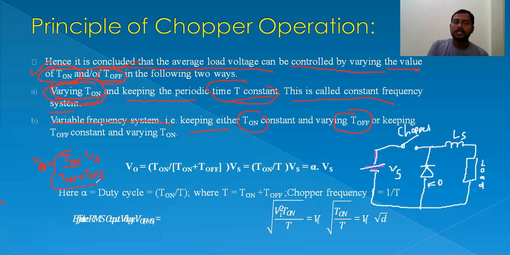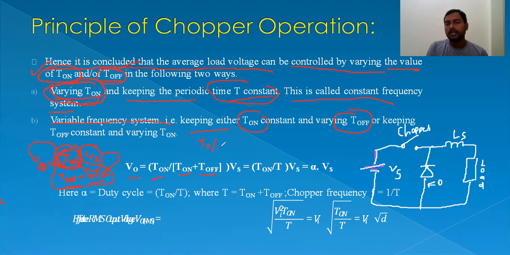So this is nothing but a duty cycle. The output voltage is available during the turn on period only. But if you want to take output voltage with respect to supply voltage, the supply voltage is available during the turn on time and turn off time. That's why V output is equal to T on over T on plus T off.